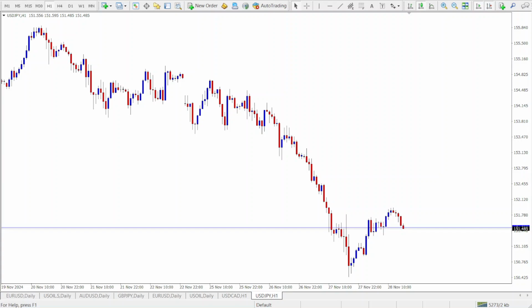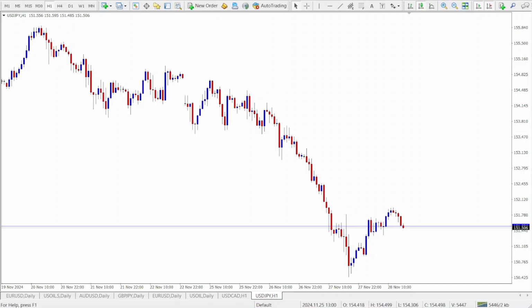All right, let us get started. Now, first things first, let's take a quick look at the USDJPY currency pair. USDJPY is also known as the yen pair, right? It's one of the most traded currency pairs in the world. It represents the value of the US dollar relative to the Japanese yen.